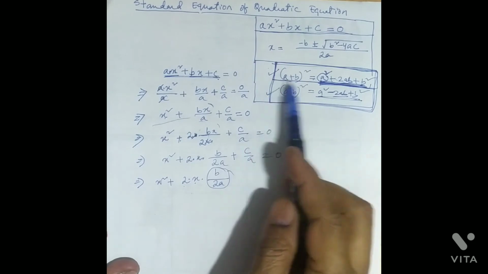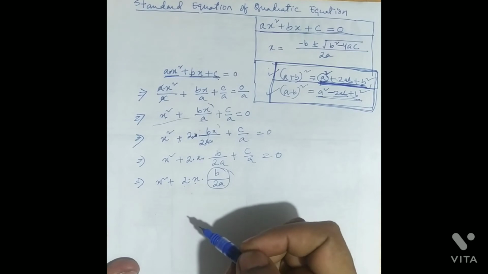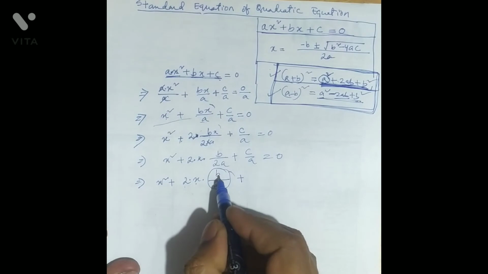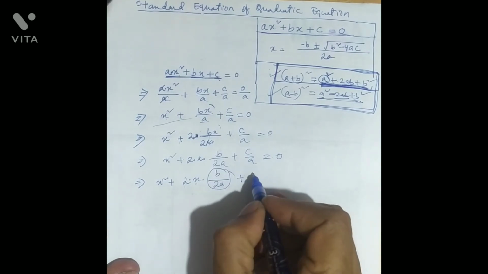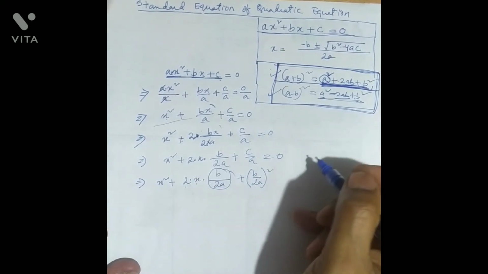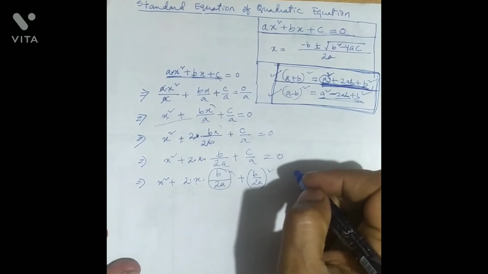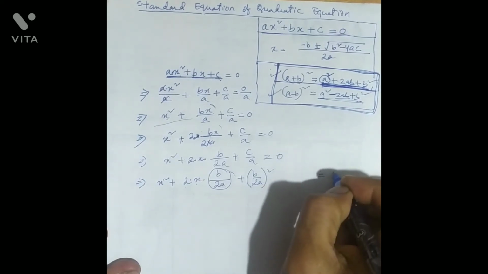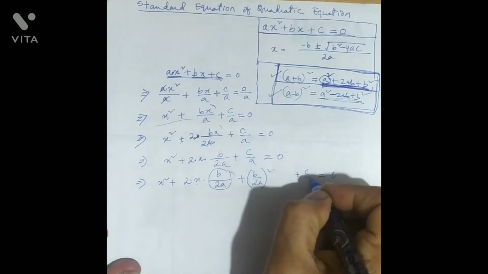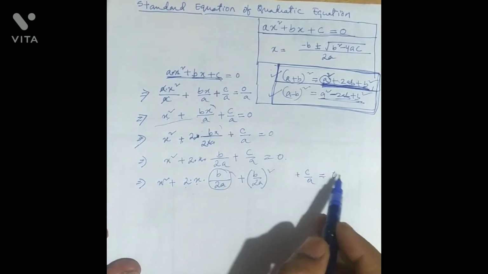Okay, if we compare with this formula, a square plus twice ab, then what we need is plus b square, where b is b by twice a, whole square. Here we have forcefully put this. Okay, then is equal to 0 here, plus c by a is already there. So c by a is here, this equal is this equal, this 0 is this 0.